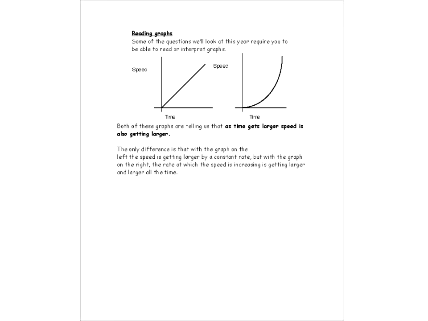All right, we're just going to touch briefly on some stuff about reading graphs. It's important to be able to interpret graphs and tell what they're telling us. Both these graphs are telling us that as time gets larger, speed is also getting larger. You can see that as time is getting greater, speed is getting greater. But with this graph, speed is getting greater and greater over time. This is kind of like constant speed. This is kind of like acceleration. Again, both these graphs are showing speed gets larger as time gets larger.